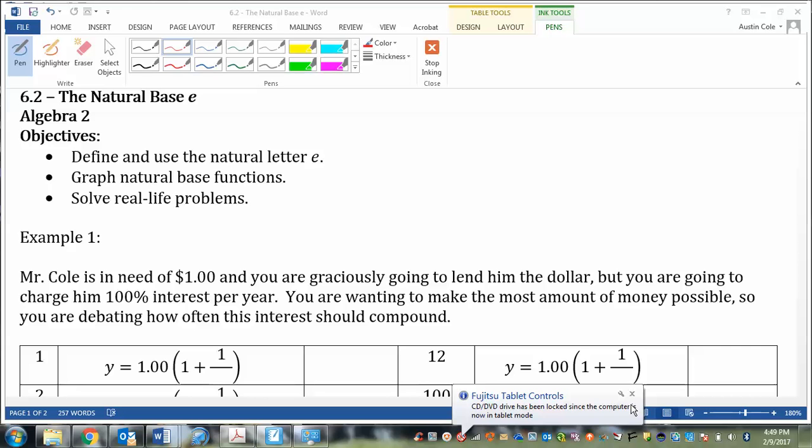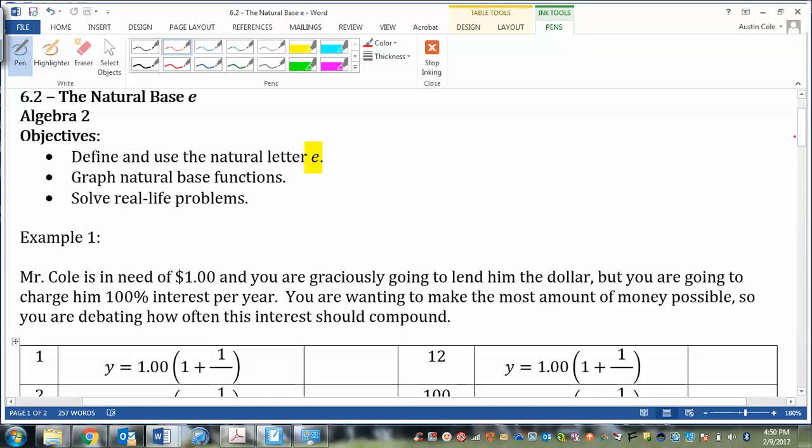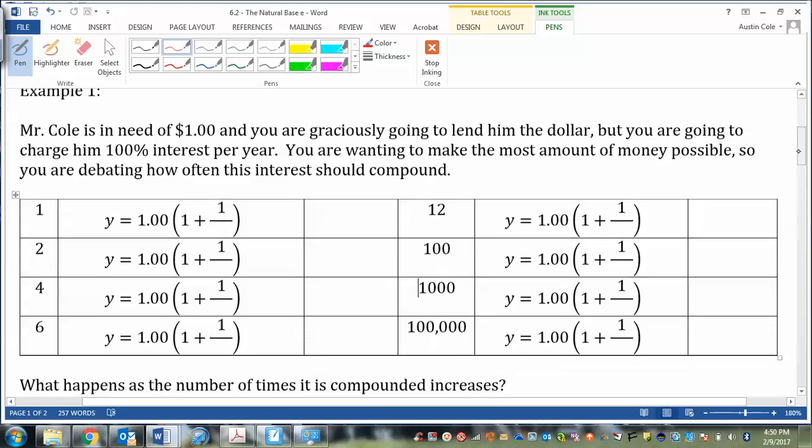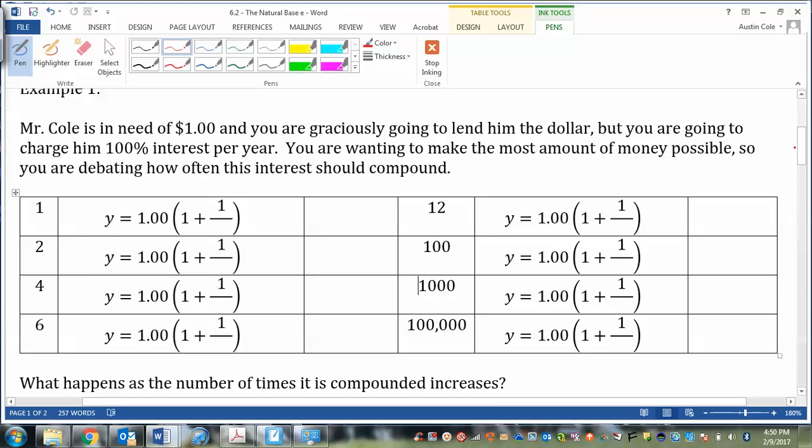Today we're going to define and use this natural base e. We're going to talk about what it is, how we calculate it, and then some things about it. We're going to graph these natural base functions, and then we're going to solve some real life problems. All right, now you're going to need a calculator, so if you don't have one, pause the video now and go grab one.